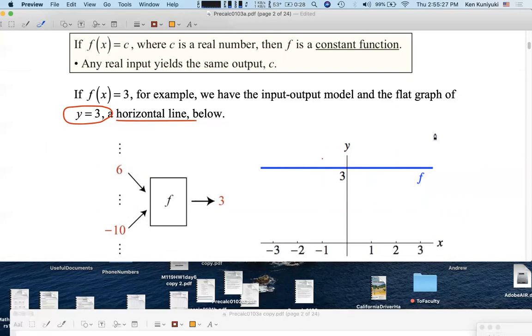Now, people might say, well, is it really a function of x? I mean, it doesn't really depend on x. Well, that's a semantic issue. Still, we say that f here is a function, even though x is not involved with the rule here.